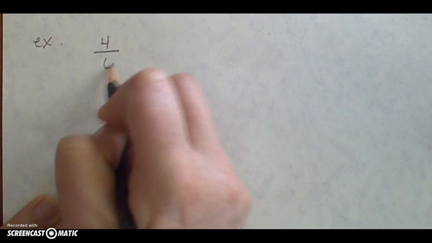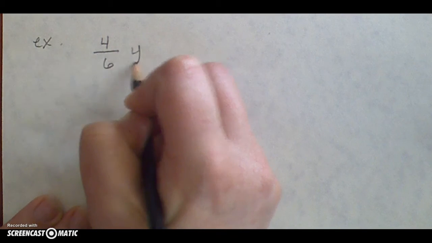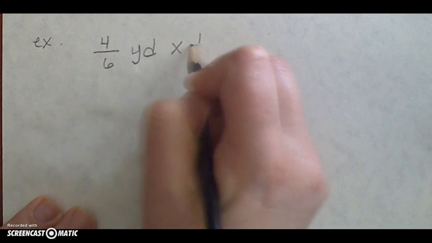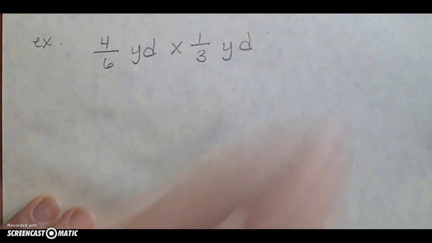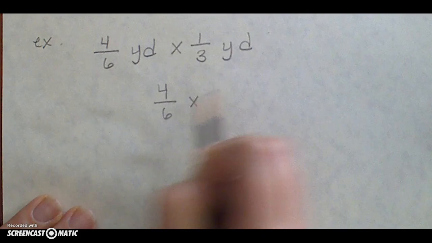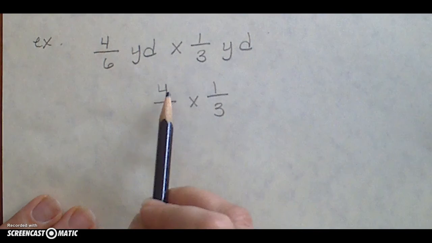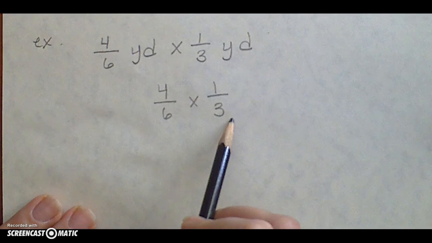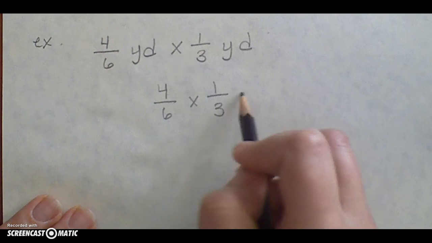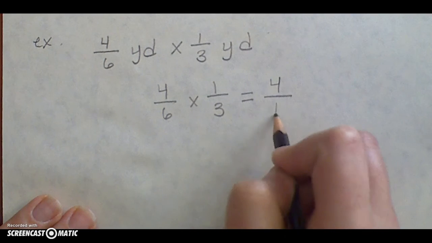Let's just do one more example. And I want to do this one because I'm going to show you how we still may have to reduce at the end. So for this example, our figure will be 4/6 of a yard times 1/3 of a yard. I like to rewrite it down here just so I can really do my work. And I'm going to look, and unfortunately I cannot reduce beforehand. I cannot reduce 4 and 3 or 1 and 6 with one another. So I'm going to multiply straight across. 4 times 1 is 4, and 6 times 3 is 18.